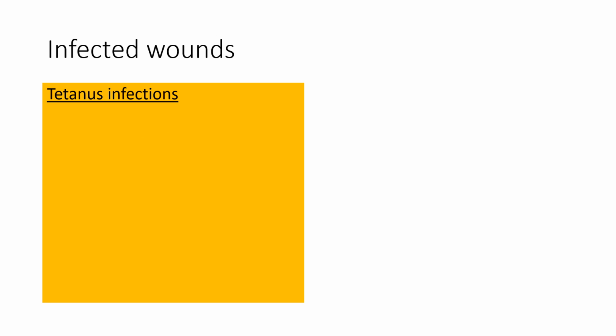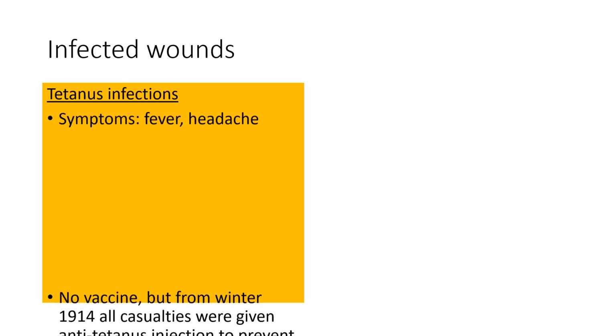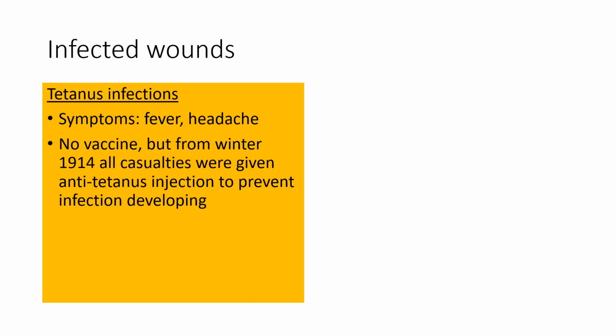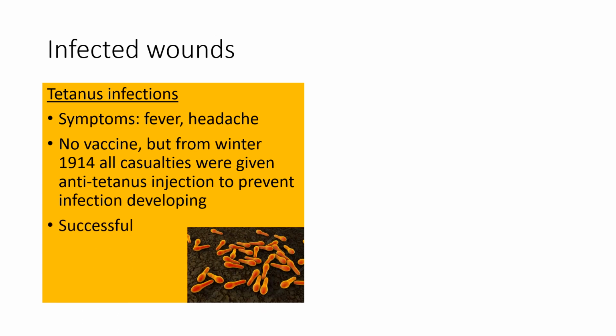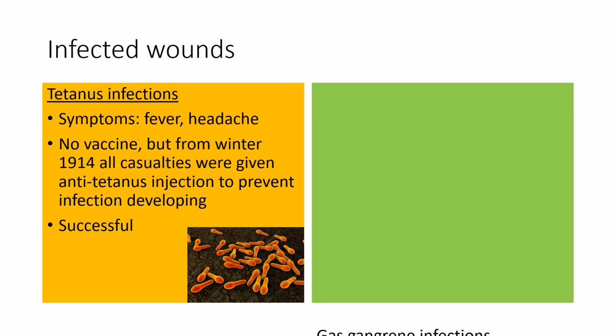Wounds very quickly became infected on the Western Front, and one type of infection was tetanus. It gave men fevers and headaches. There wasn't a vaccine for it, there was nothing to prevent it catching this, but from the winter of 1914, so very early on in the war, everyone who had an injury, had a wound, was given an anti-tetanus injection, and that prevented infections developing. So this was pretty successful. Remember, tetanus is a bacteria in the soil on the Western Front that caused infection.